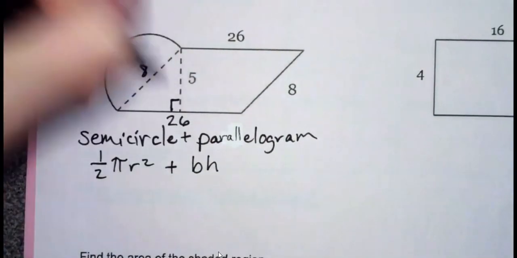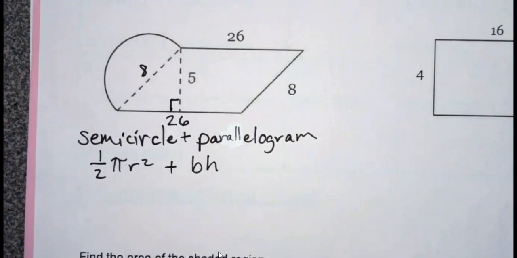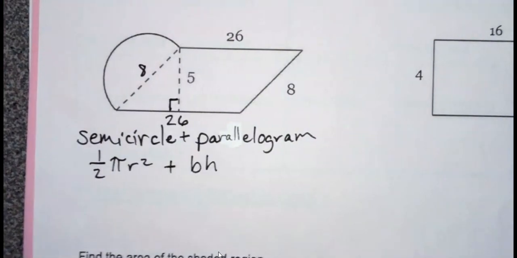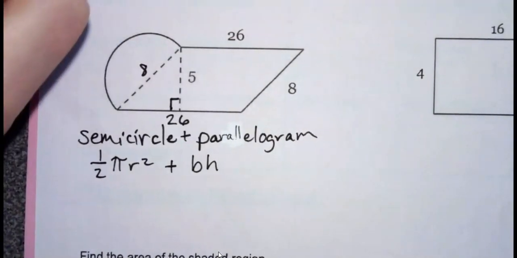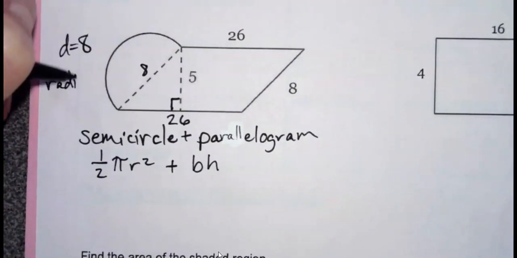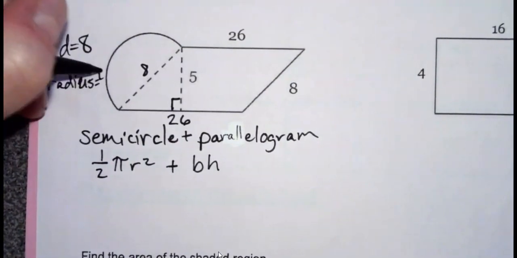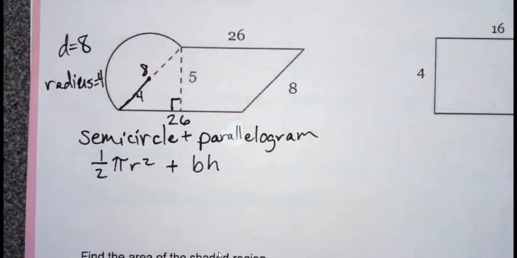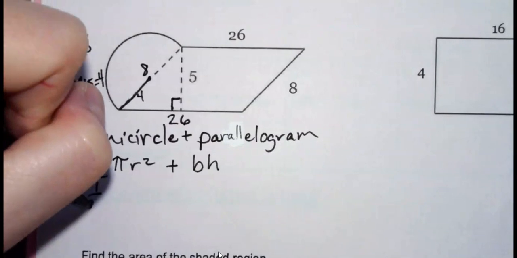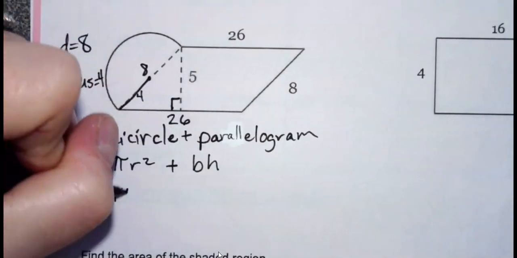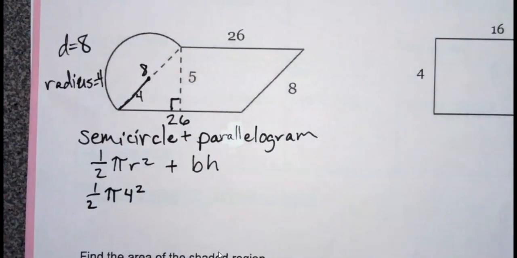And this is at a right angle. It doesn't show that it's a right angle, but it is. I don't know why they didn't put a right angle there. So let's look at the circle first. My diameter is 8, but we need the radius. The diameter equals 8. The radius is 4. That is what is important to us, and that's what we need. 4 for the radius. So we're going to do 1/2 times pi times the radius squared, which is going to be 4 squared.